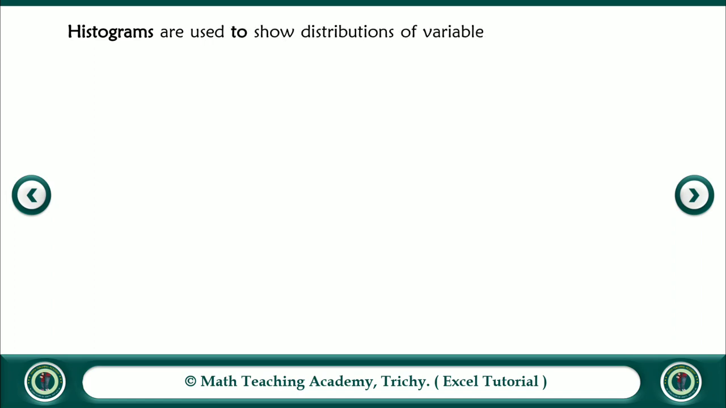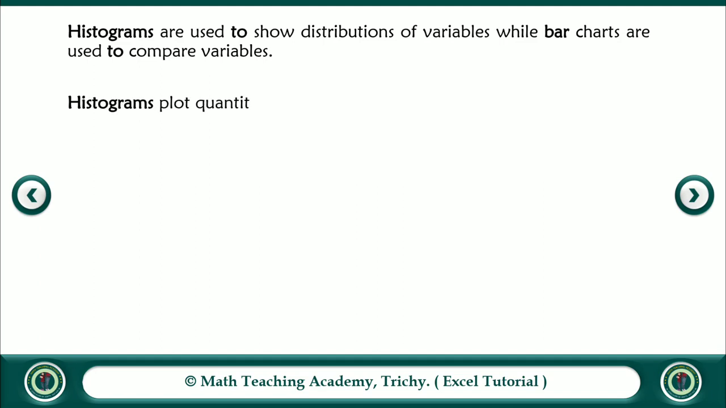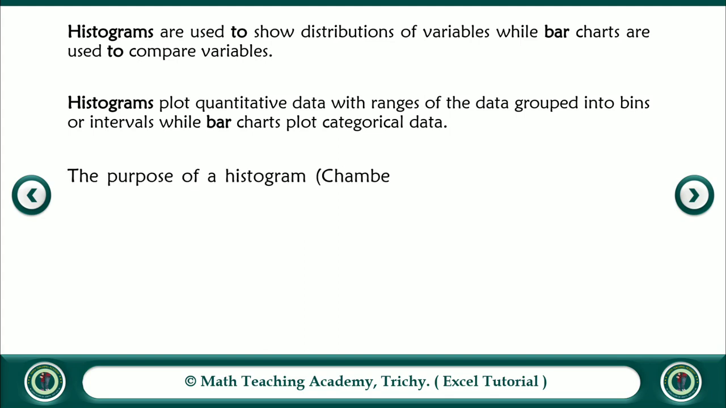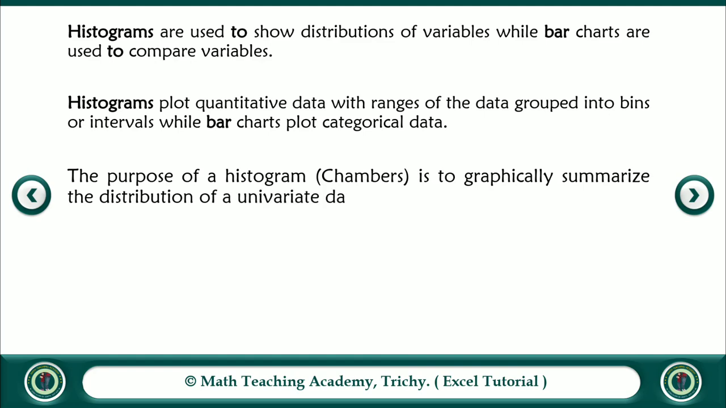Histograms are used to show distributions of variables, while bar charts are used to compare variables. Histograms plot quantitative data with the ranges of the data grouped into bins or intervals, while bar charts plot categorical data. The purpose of a histogram is to graphically summarize the distribution of a univariate data set. Have a look at this example.